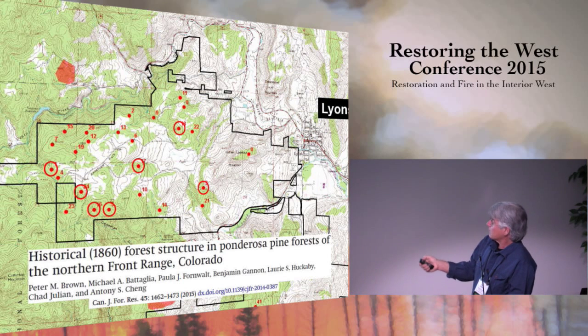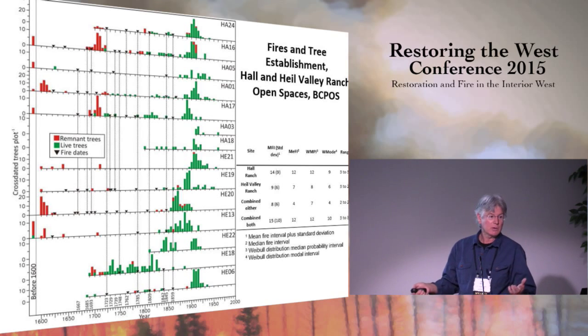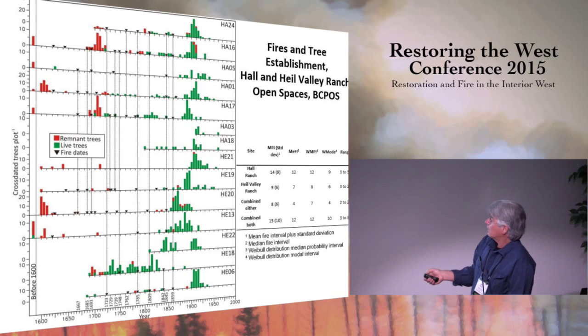So this is what the plots look like. Again, the bars are regeneration. Remnant trees are red, so again, most of the remnants were stumps. Green then are our cores that we collected, and again, we just collected anything over 25 centimeters. And then we have all these fire scar dates too.